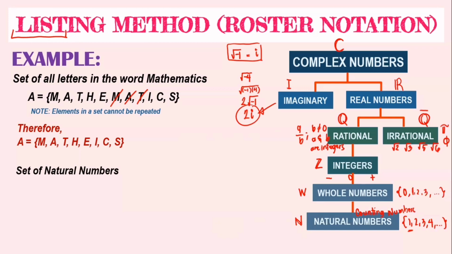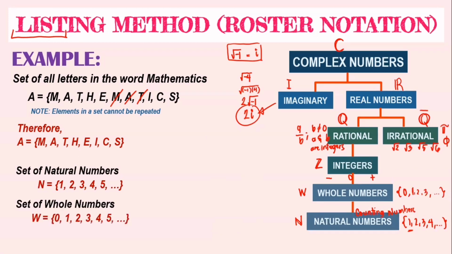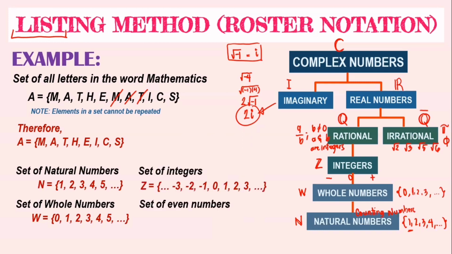So, going back, when we say set of natural numbers from here, we can identify that it is 1, 2, 3, 4, and 5. And then when we say set of whole numbers, ito naman yung 0, 1, 2, 3, 4, and 5, etc. And then when we say set of integers, ito naman yung may negative, 0, and positive. And then, set of even numbers, ito naman yung 2, 4, 6, 8, 10, 12, etc. Okay? So, let's have another example.